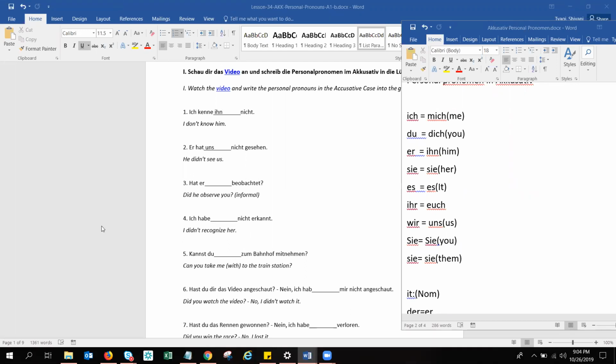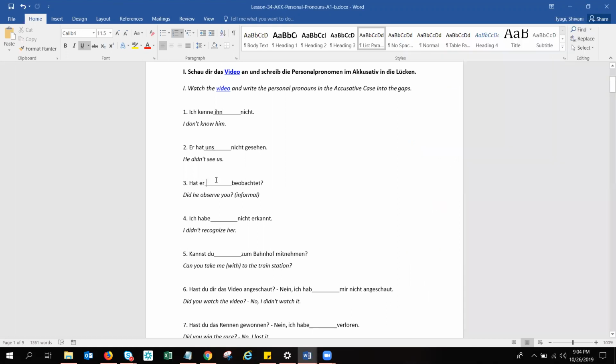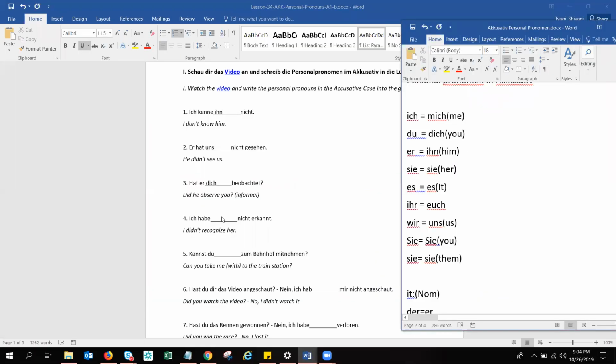Hat er dich beobachtet? Beobachten is to observe. So, hat er dich. Dich, because it is written there in the form. Next, Pratibha.